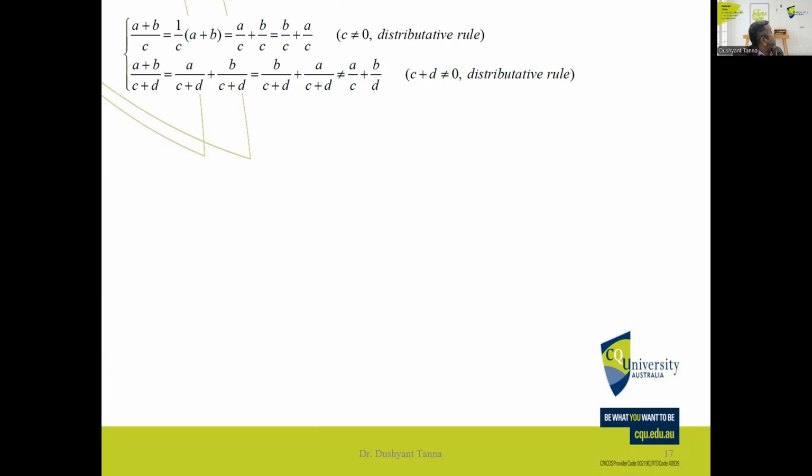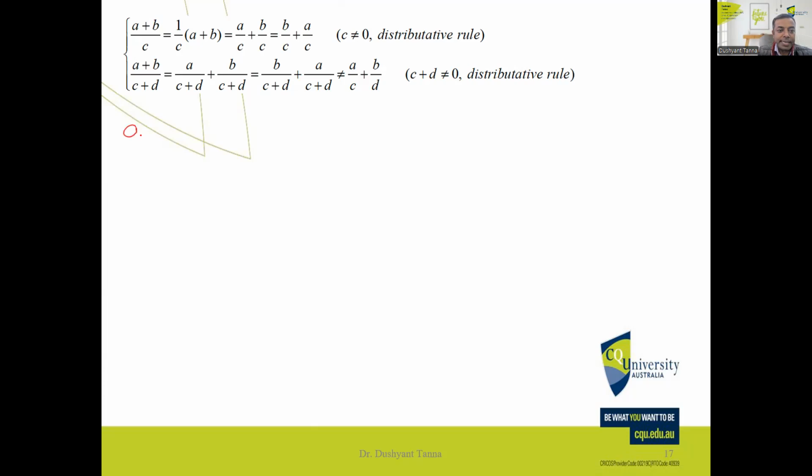Yes, that is a non-equal sign. Yes, now let me explain. I mean, it's simple, but still.